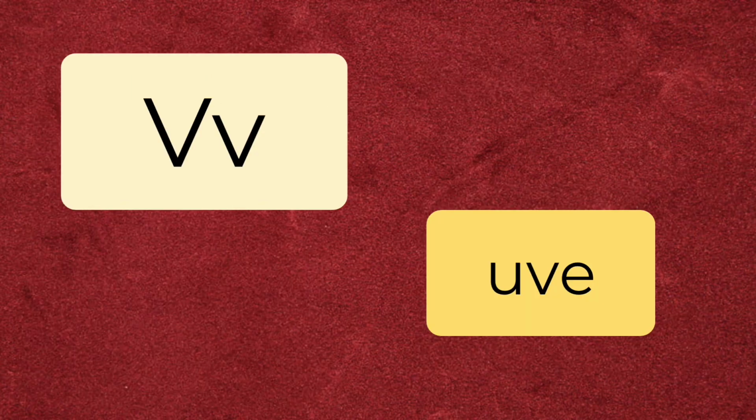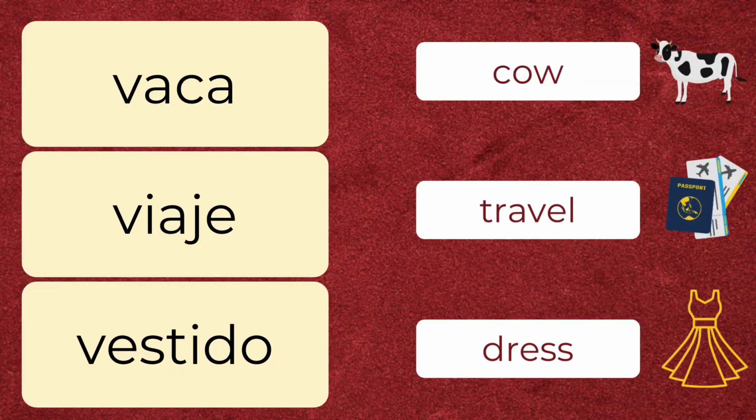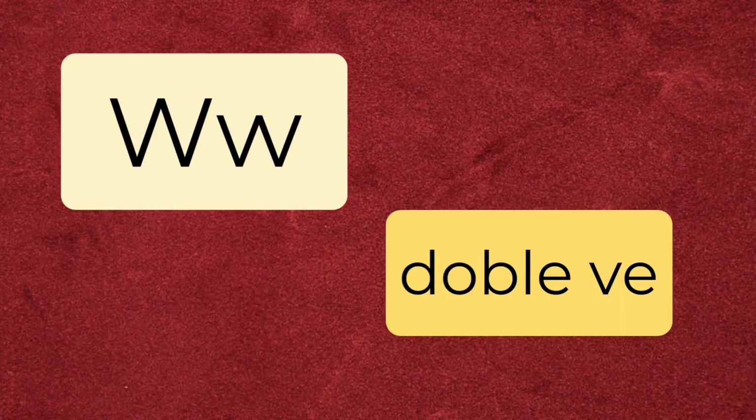Letter V in Spanish is V, and it always sounds like V. For example, vaca, viaje, vestido.